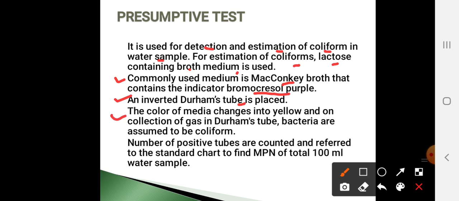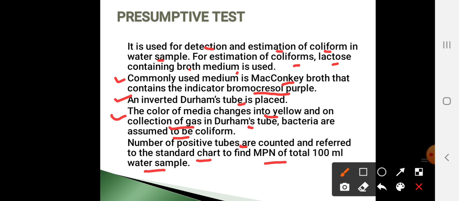When the color of the media changes to yellow and gas collects in the Durham's tubes, the bacteria are assumed to be coliform. What are the characteristics of coliform if present in the sample? It changes color from purple to yellow, and it also produces gas in our Durham's tube. The number of positive tubes is counted and referred to the standard chart to find the MPN of total coliforms per 100 ml of the water sample.